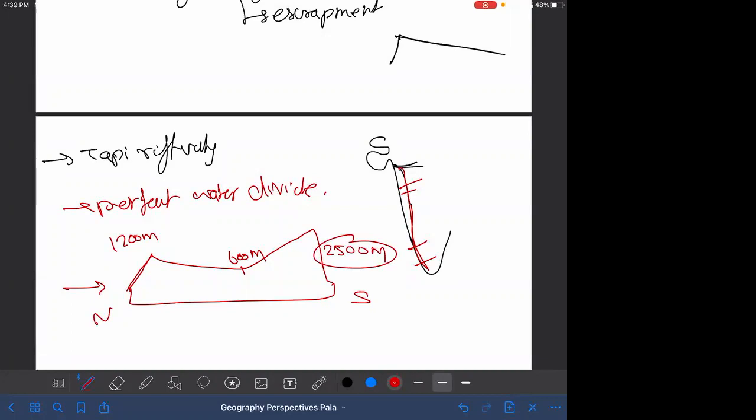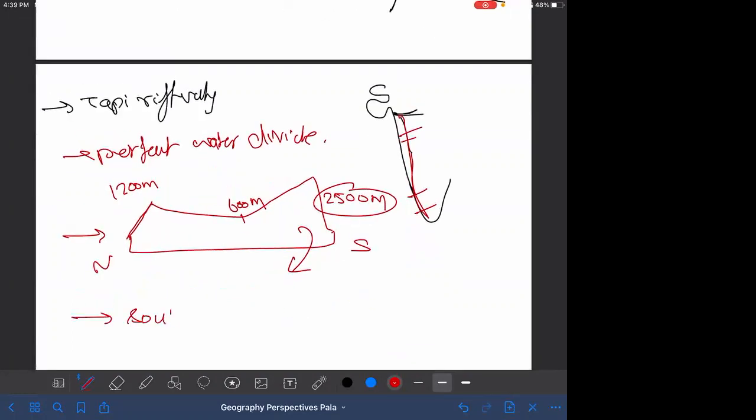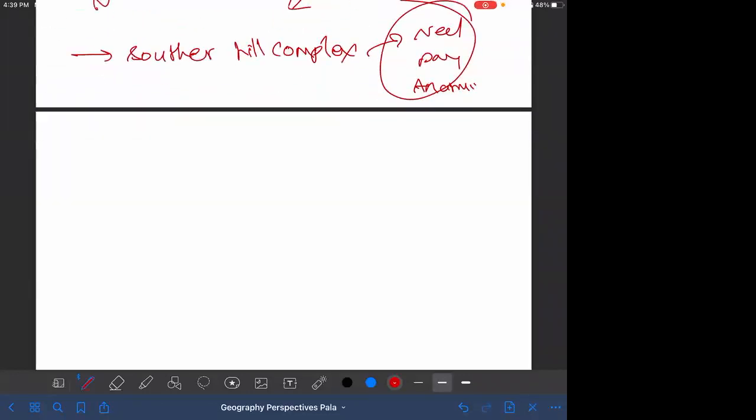Western Ghats is most loftiest in the south, and for that you have another reason, that is what is known as the Southern Hill Complex. Now, southern hill complex, we know, like the Nilgiri Hills, the Palani Hills, and the Anamudi Hills. All these are combining together. In fact, you know that the Eastern Ghats are joining the Western Ghats in the hill complex region.